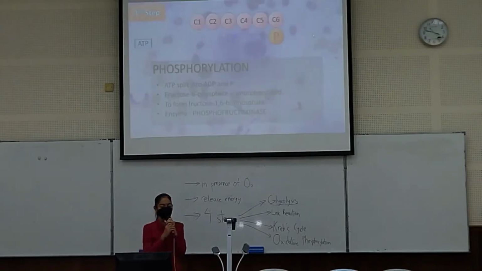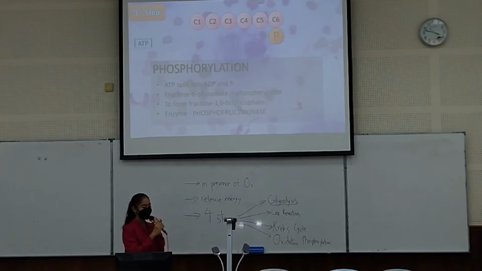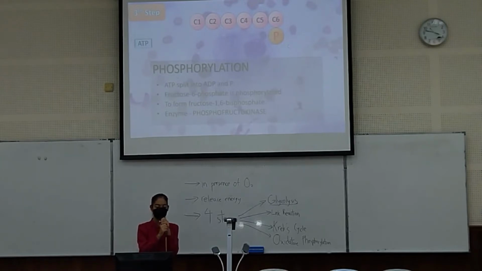Third step. This is again another phosphorylation. So I'm sure you still remember what happens during phosphorylation, right? We have fructose 6-phosphate that we got from the second step, and also we have an ATP there for you. Remember what happens to the ATP during phosphorylation? Let's recall the process that we learned in the first step. ATP is split into two.